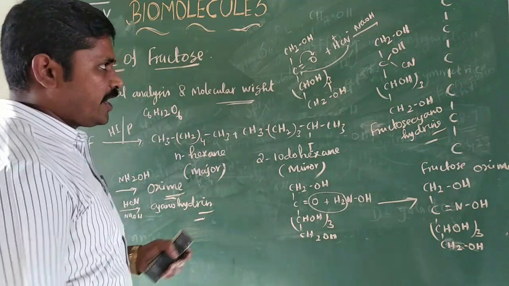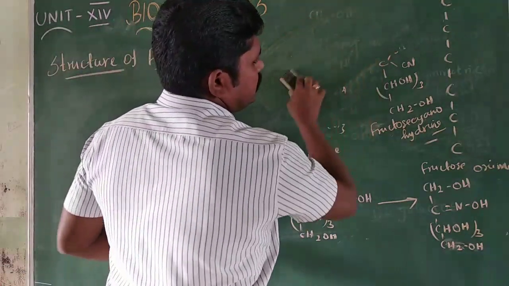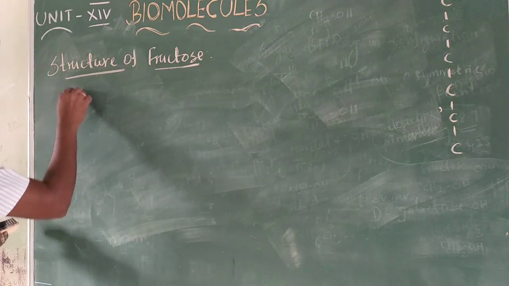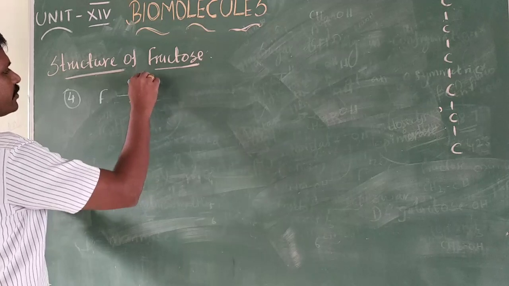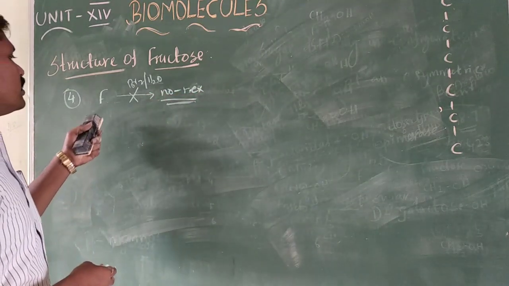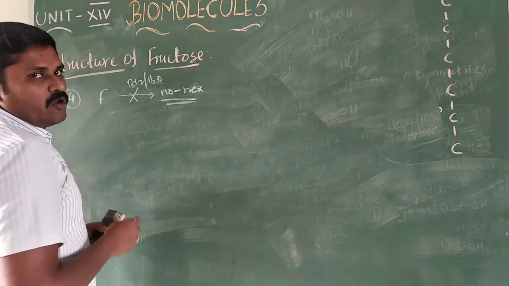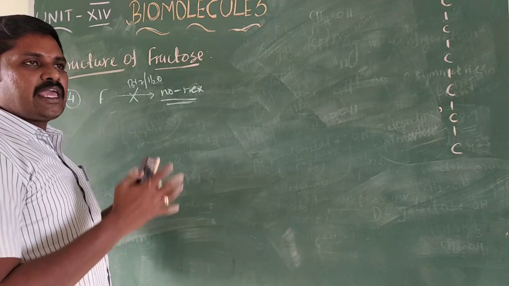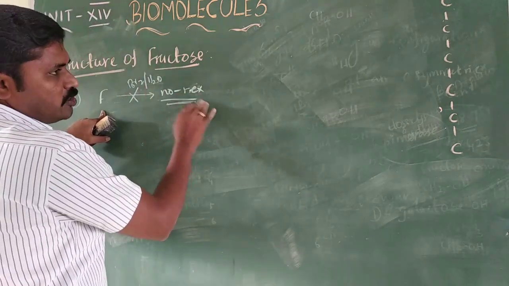This reaction indicates fructose contains a carbonyl group, either aldehyde or ketone. Like the fourth point: fructose does not react with bromine water. No reaction. So this indicates fructose does not contain an aldehyde group. Bromine water is a mild oxidizing agent. Aldehyde is oxidized by a mild oxidizing agent, but the keto group is not. This confirms fructose contains the keto functional group.